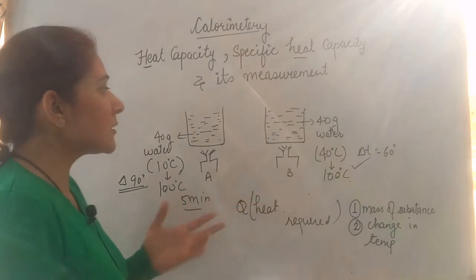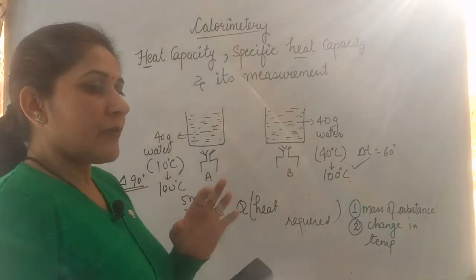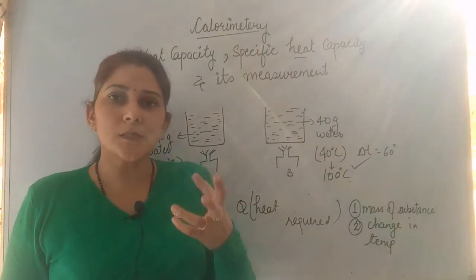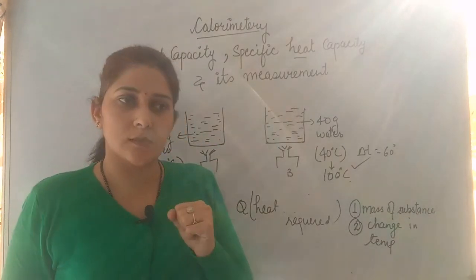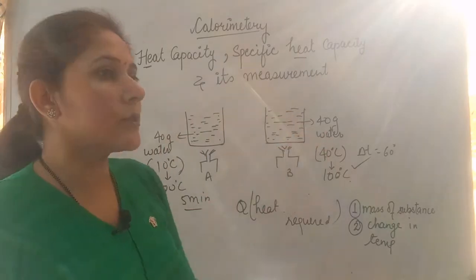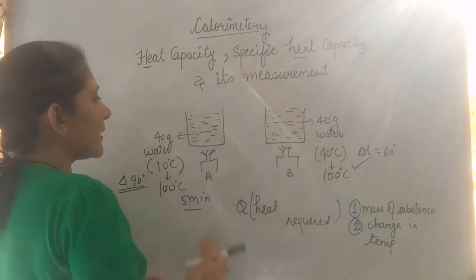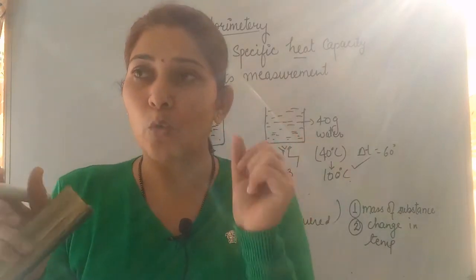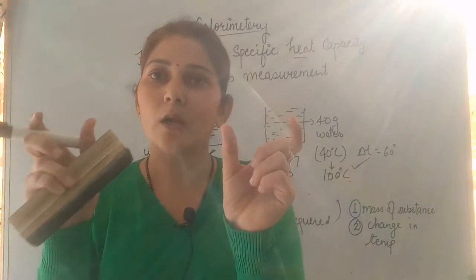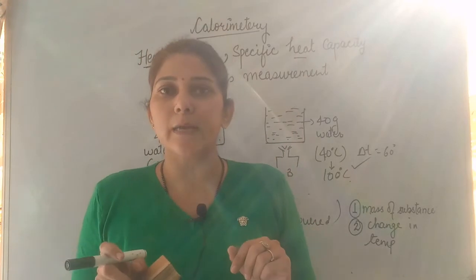Okay. What is the third thing? Third is, when we are talking about a substance and the heat required to raise the temperature of the substance. So here, instead of water in both the containers, I am talking about a piece of iron and a piece of copper. Or I am saying a piece of wood or a piece of iron. That I believe you can understand better.